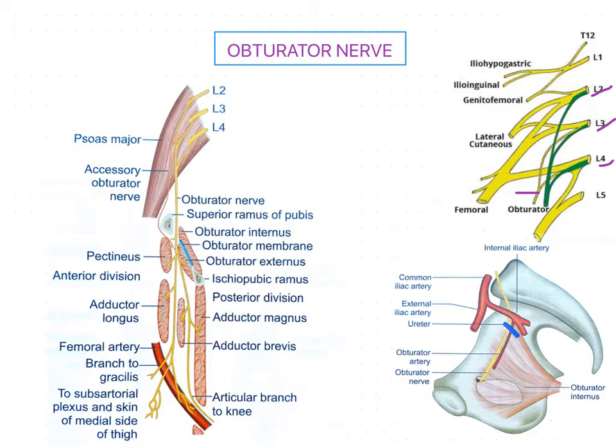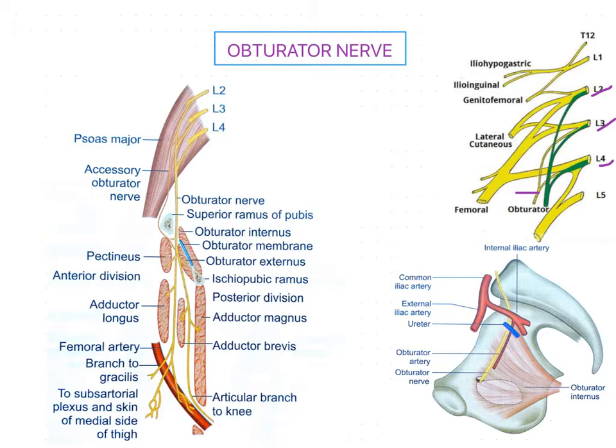First we are going to discuss the actual obturator nerve. The accessory obturator nerve is normally not present in many people. It can be seen in only 30% of the people. So the main nerve is the obturator nerve, and the root value for this is L2, L3 and L4. For our convenience to study this nerve, we are going to divide it into three parts: first part, second part and third part.